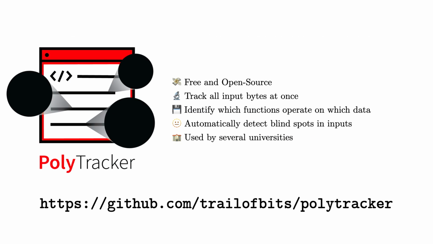PolyTracker is free and open source. It is able to track all input bytes at once, and is the most performant tool for doing so that we are aware of. It can identify which functions operate on which data and automatically detect blind spots in inputs. It has a number of use cases, can be used for differential analysis, and several universities are currently investigating using it for various program analysis tasks and vulnerability research tasks. It is available right now on GitHub with documentation on how to get started.